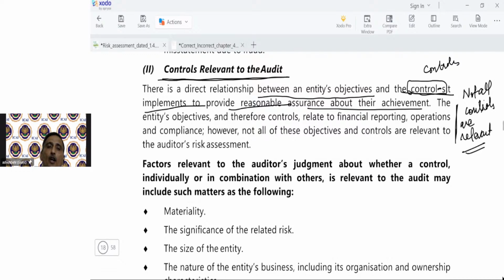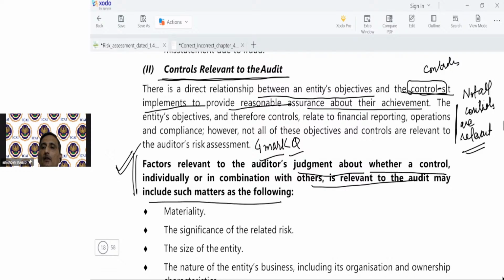Now, what are the factors which help in identifying whether a control is relevant or not? Now, this is again a 4-mark question. A good question can be made. Direct question: what are the factors which would help you in deciding whether a control is relevant to the audit or not? Okay, so simple. You have to write these factors.